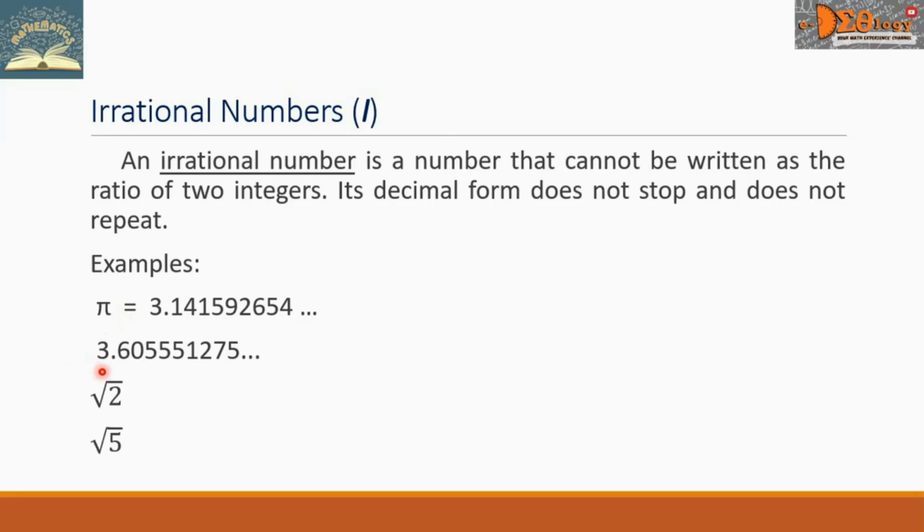Another example, 3.605551275 and so on. This decimal does not stop. Also, there is no pattern of repetition. This is an example of irrational number. We have here square root of 2 and square root of 5. These are irrational numbers. So we can conclude that square root whose radicand, or the numbers inside this square root, that is not a perfect square is considered to be an irrational number.